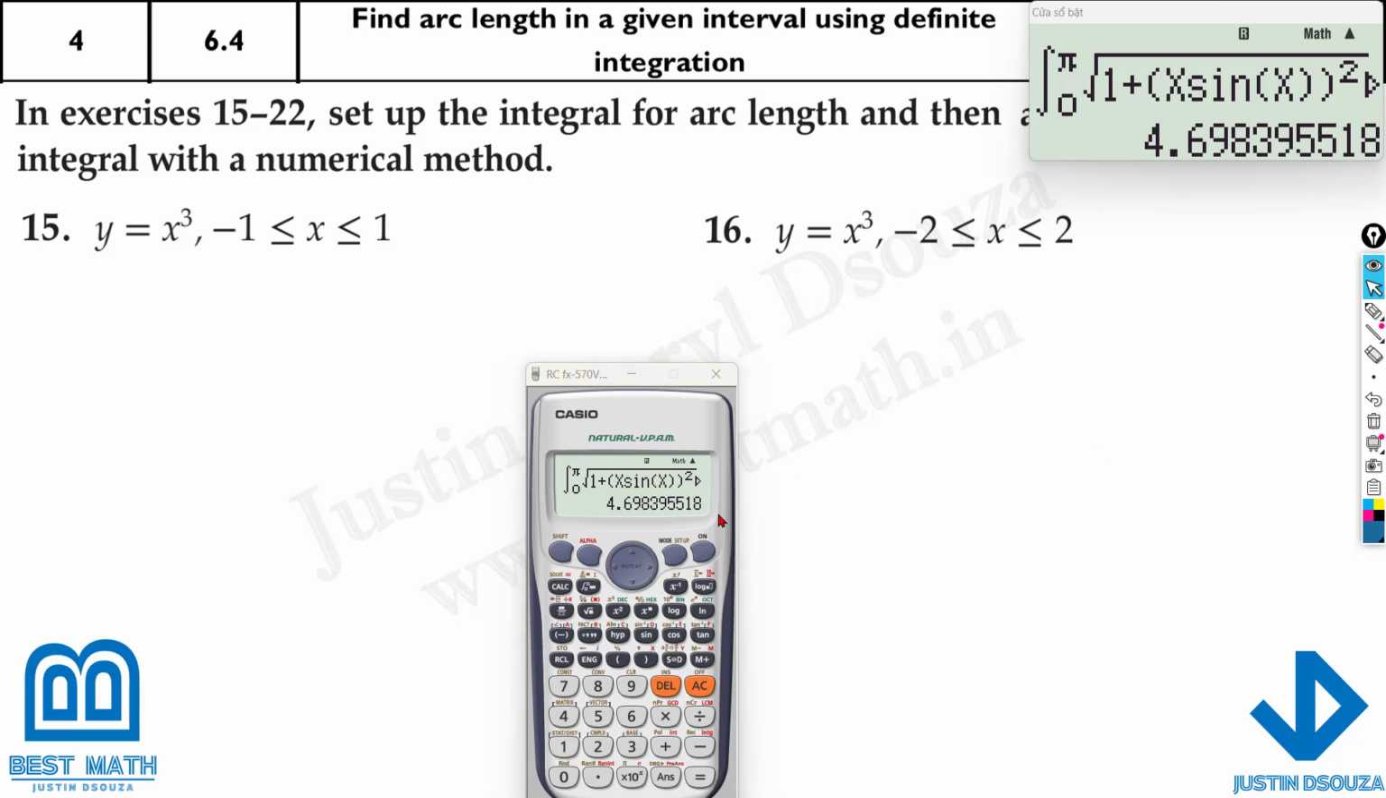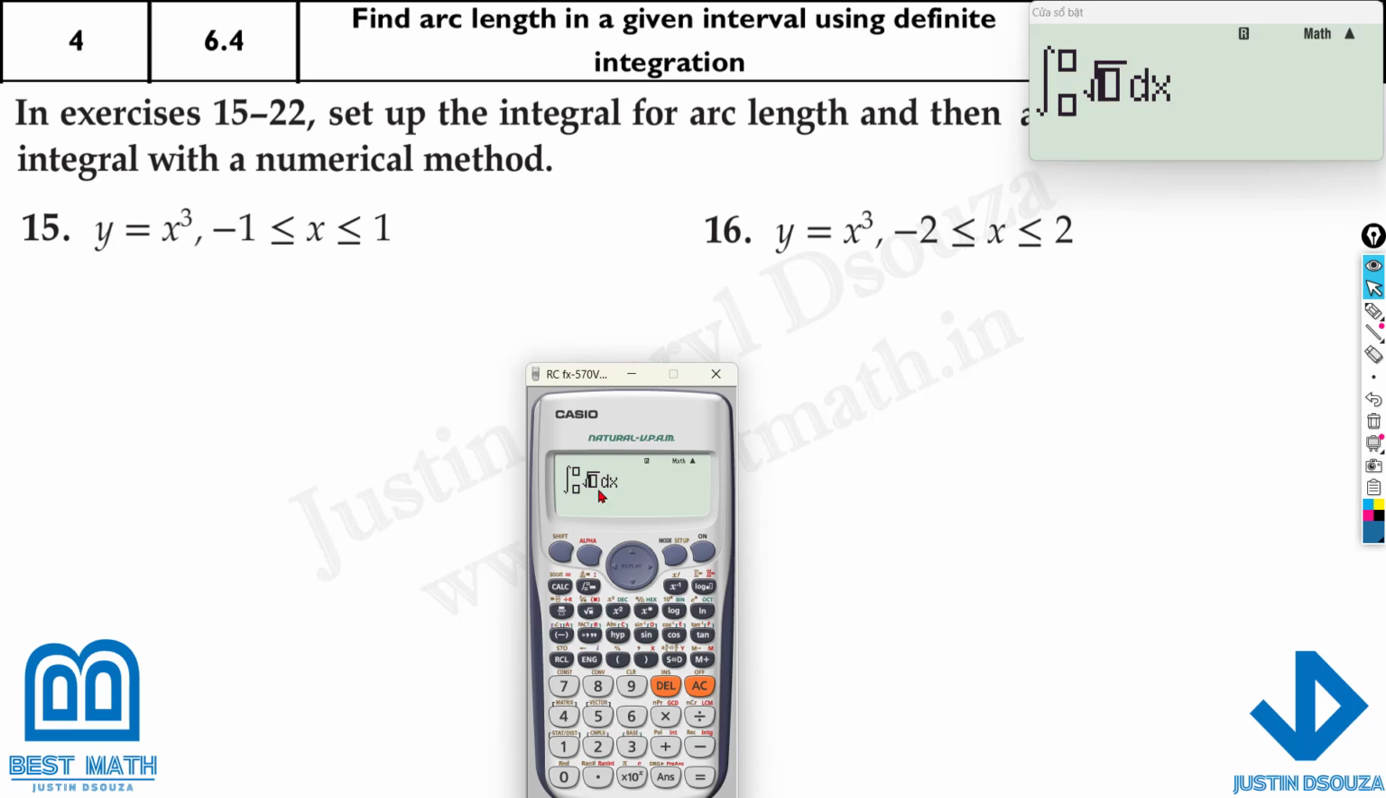So this is really a very simple problem. So here as well, the first one, you can do it directly even without writing anything. It is 1 plus the derivative of x cubed, which is 3x squared.